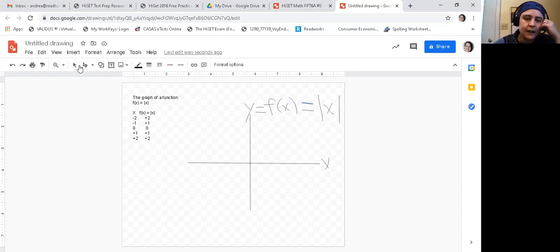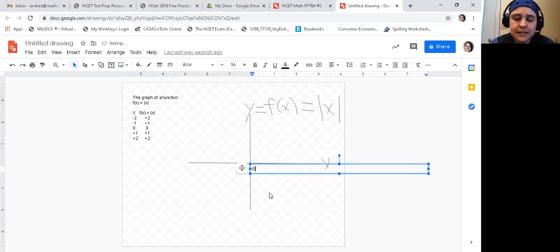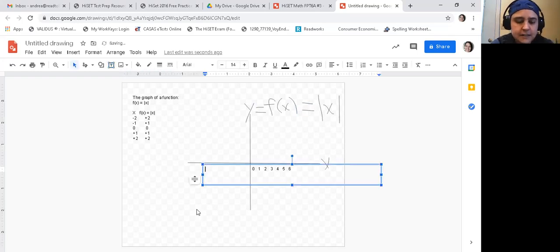So I'm going to kind of cheat a little bit here. Rather than trying to write all of the values, I'm just going to click here and input those values. So remember, 0 is at the origin. 1, 2, 3, 4, 5, 6. We'll stop there. That's really all we need. And I'm also going to put some negative values over here. So we might have -6, -5, -4, -3, -2, -1.